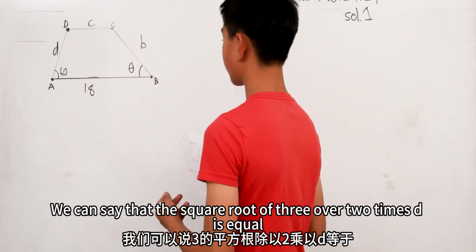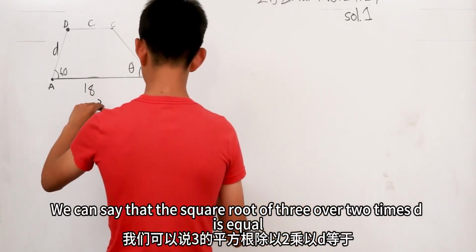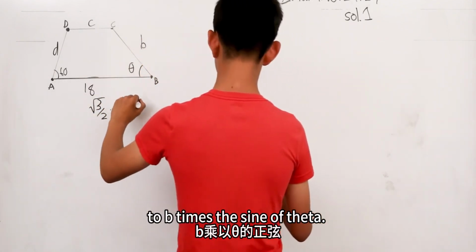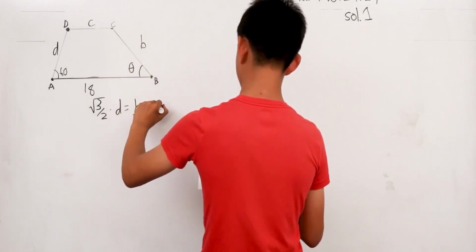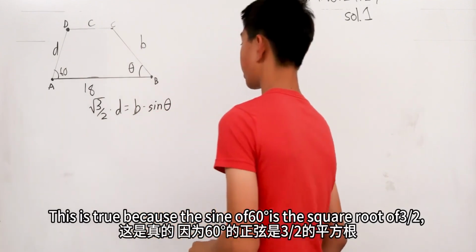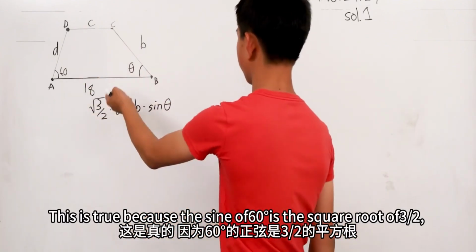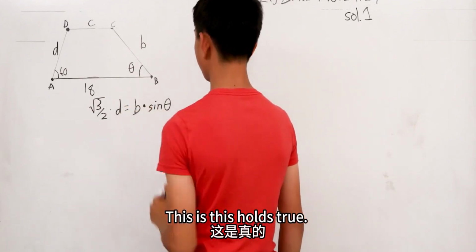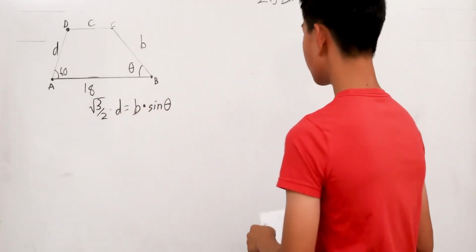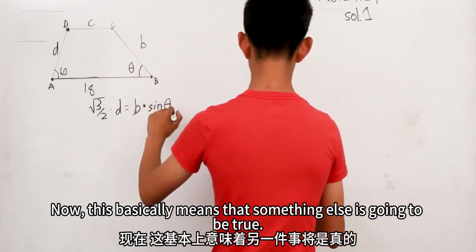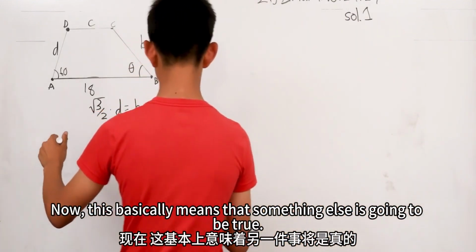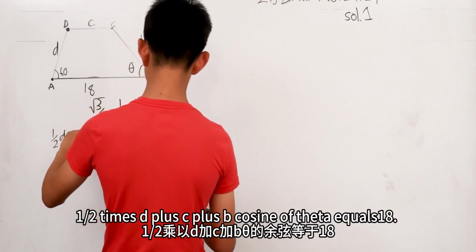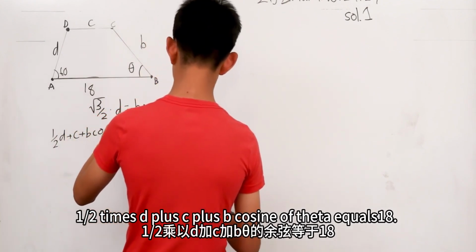We can say that the square root of 3 over 2 times d is equal to b times the sine of theta. And this is true because the sine of 60 degrees is the square root of 3 over 2, where you're multiplying it by this side. So this holds true. Now, this basically means that something else is going to be true. Well, 1/2 times d plus c plus b cosine of theta equals 18.